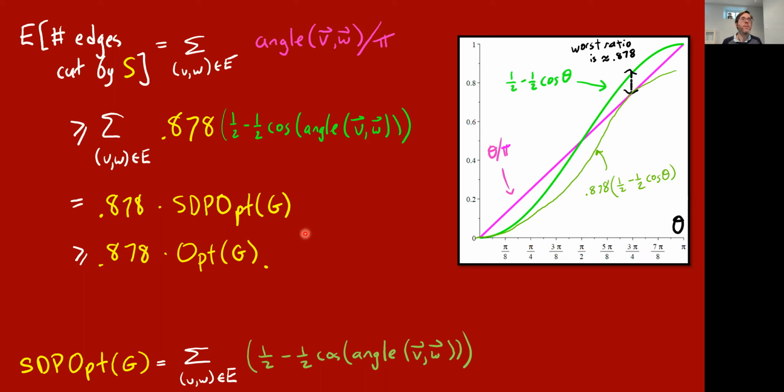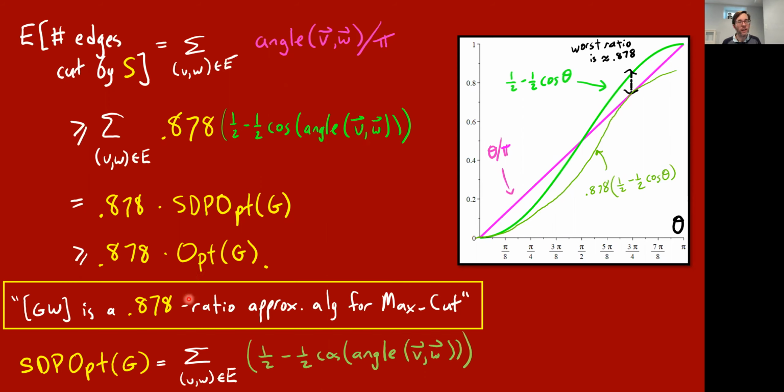And the SDP optimum is always bigger than or equal to the true optimum. That's because the SDP is a relaxation of the max cut problem. So this in turn is bigger than 0.878 times the optimal max cut. Okay, and this is the end of the analysis of the Goemans-Williamson SDP rounding algorithm. One way to succinctly say what's going on here is this GW algorithm is a so-called 0.878 ratio approximation algorithm for max cut. So at least in expectation, it will give you a cut whose value is at least 87.8% times the maximum cut.